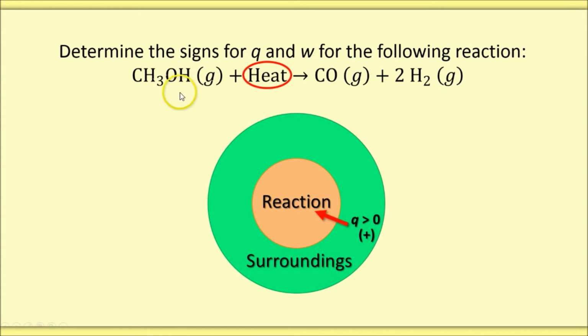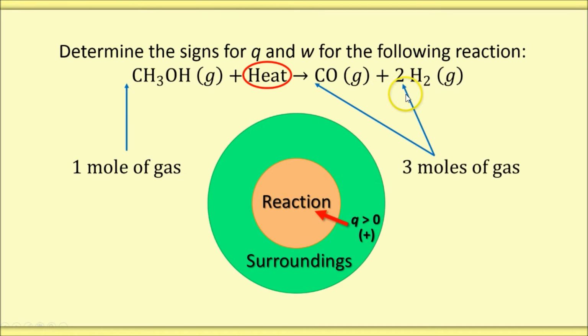Now we're going to do the same thing we did last time with the moles of gas. We're going to say on the reactant side, we have 1 mole of gas. Remember, there's an implied 1 right here, even though nothing's written. And on the product side, we have 1 plus 2 makes 3 moles of gas. So again, our moles of gas is increasing, which means that our volume is increasing, which means that the system is doing work on the surroundings so that it can expand, and W is negative.